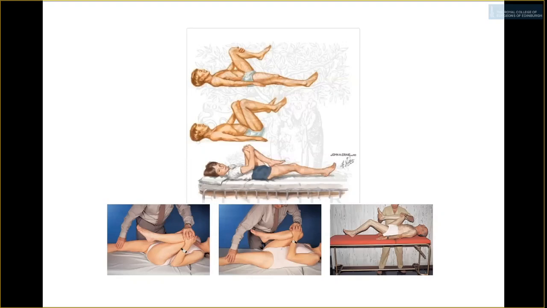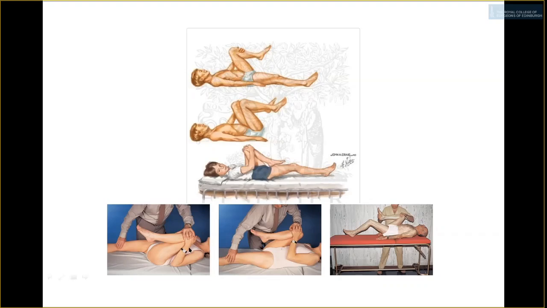Whereas you can see that in the picture where the younger boy is facing us, you can see that his hip remains flexed for about 15 degrees, which indicates that there's probably a fixed flexion deformity of 15 degrees in that patient's hip.